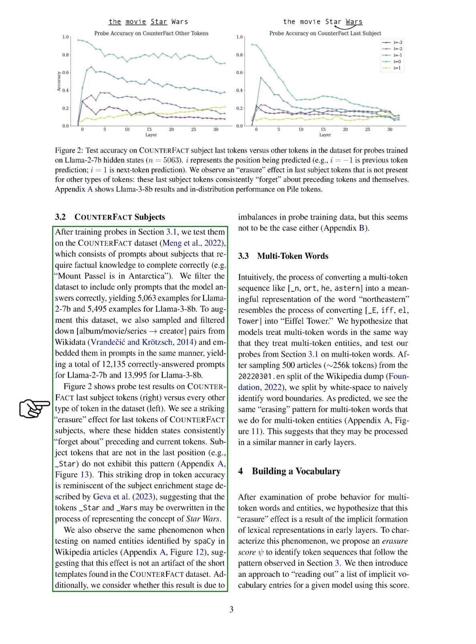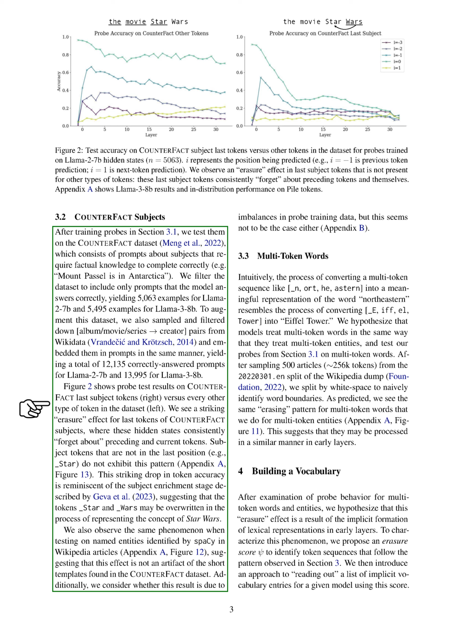To expand this dataset, we also included album, movie, series writer or creator pairs from Wikidata, resulting in a total of 12,135 correctly answered prompts for Llama 2 7b and 13,995 for Llama 3 8b. When we tested the probes on the COUNTERFACT dataset, we noticed an interesting phenomenon. The hidden states of the last tokens of COUNTERFACT subjects consistently forgot about the preceding and current tokens, which we refer to as an erasure effect. However, subject tokens that were not in the last position did not show this pattern.